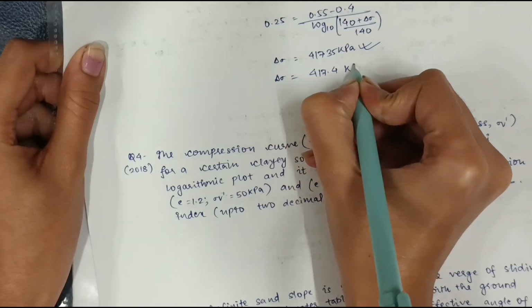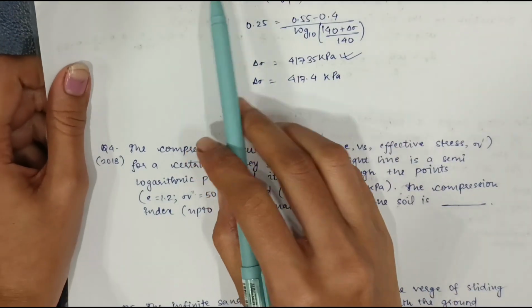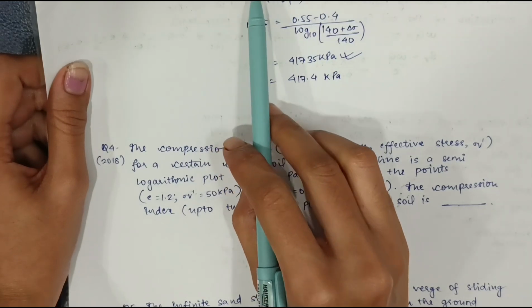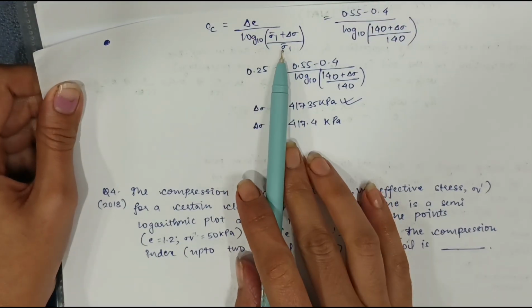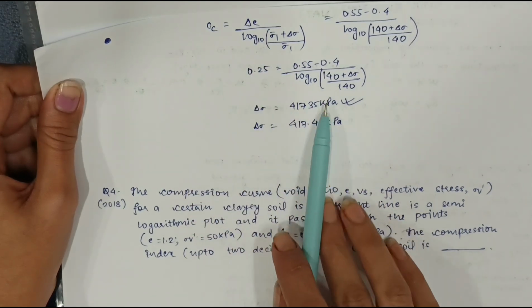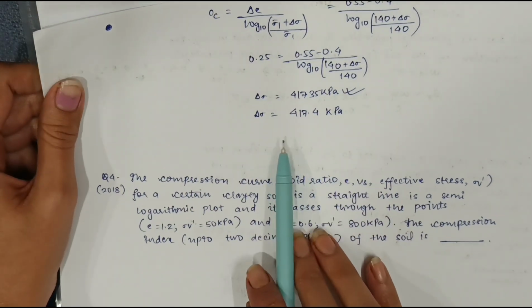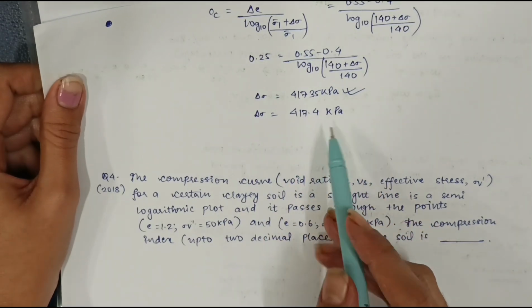417.4 kilopascal. Since we know the formula, the compression index is the change in slope. Okay, the change in slope of void ratio and effective normal stress. So if we substitute the simple values in this formula, you will get the change in stress. So this is the correct answer, 417.4 kilopascal.